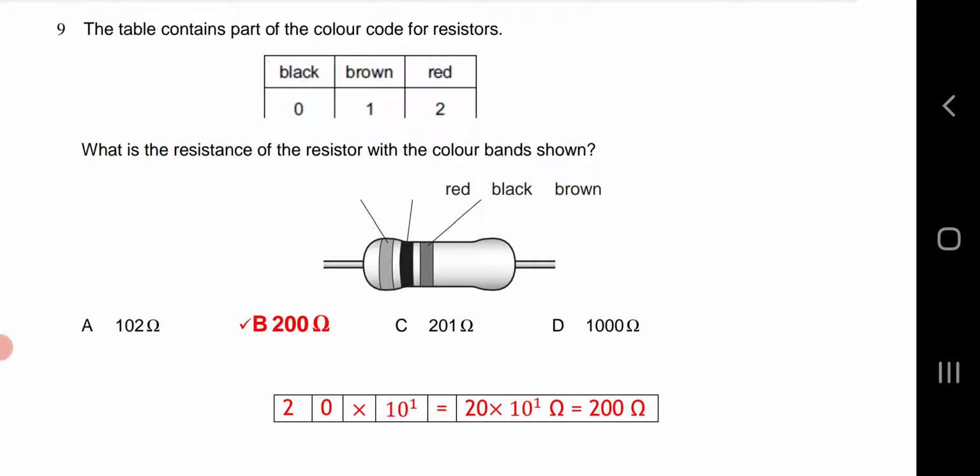So I am telling you this question again. The first band is red, the second band is black, and the third band is brown. For red it is 2, for black it is 0, and for brown it is 1. So it is 20 times 10 raised to power 1, which is equal to 200 ohms.